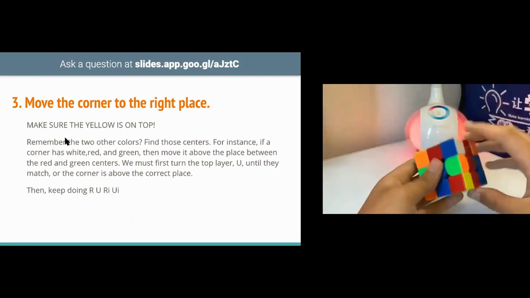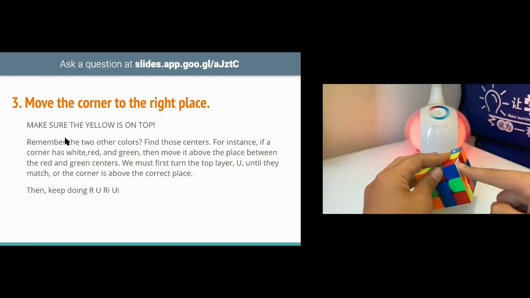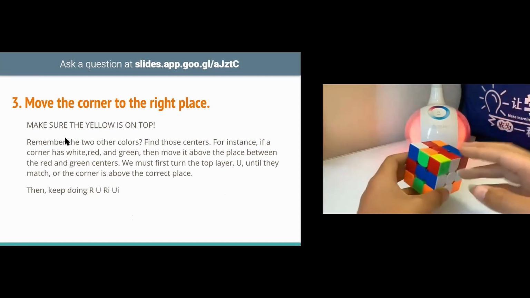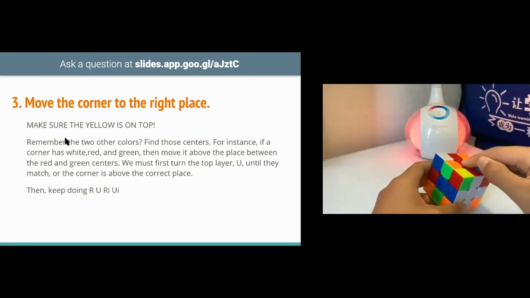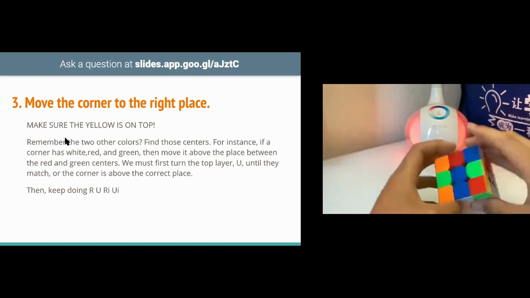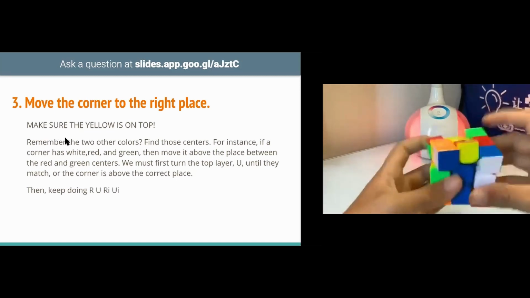Just to reiterate that, you notice this is red, blue, and white. What does that mean? That means it has to go in this spot over here, between the red, blue, and white center. So it has to go in like this. This is the correct position.